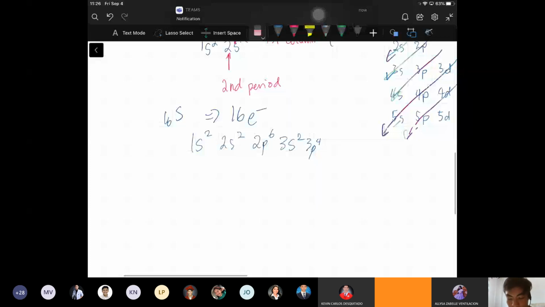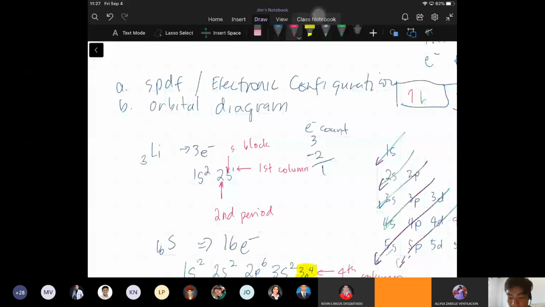Okay. Sir, paano naman yung orbital diagram? Okay, so paano naman yung orbital diagram? Ganito lang yan. Once you have your electronic configuration, you can start working with the electronic diagram, no. Dobrohin ko muna ito. So, paano natin gagawin yung orbital diagram?